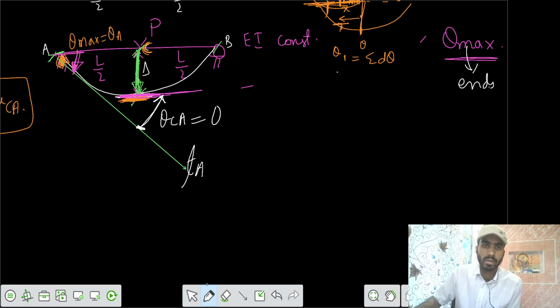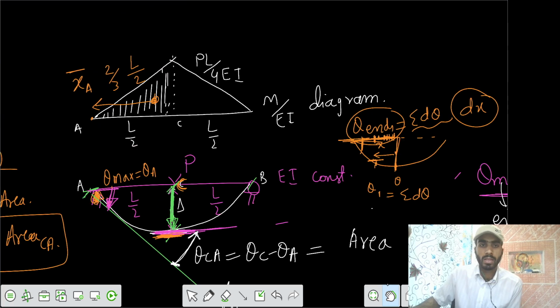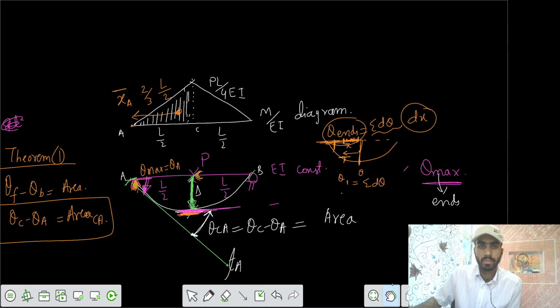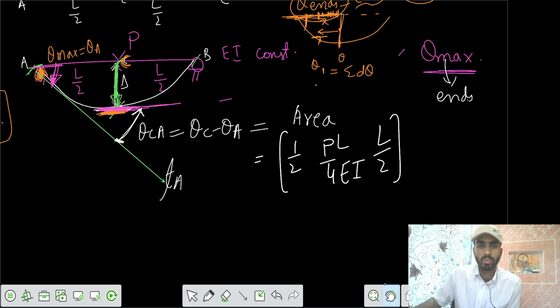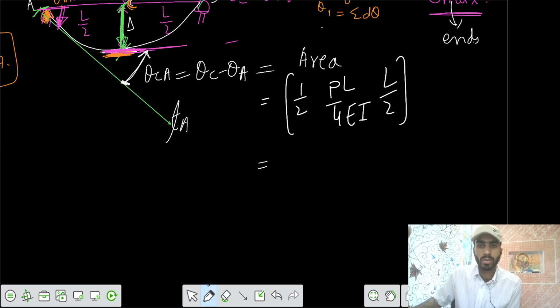So we can write this value equals theta at C with respect to the tangent drawn from A. This equals theta C minus theta A, and from the third theorem, that equals the area between the 2 points. What's the area between the 2 points? That triangle. So area equals 1/2 times PL by 4EI, times the length L/2. So this is the area we got between the 2 points, and that comes out to be PL square by 16 EI.